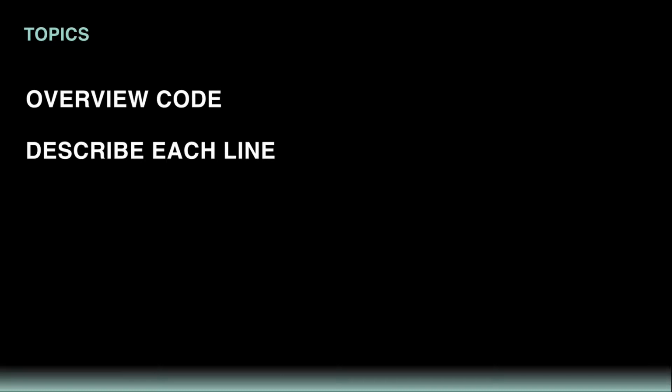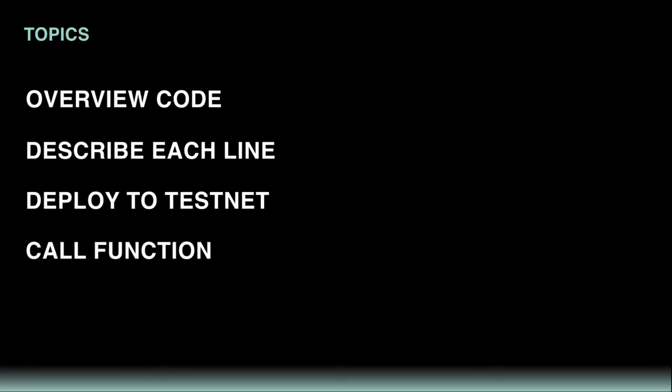Throughout this tutorial, I'll overview the Hello World code, describe each line in the smart contract, deploy the contract to the testnet, and call a function from the deployed contract. Many of these ideas will be revisited in more depth in later tutorials. This tutorial is meant to provide a quick overview of the process from start to finish, and I'll save some of the details for later in the series.